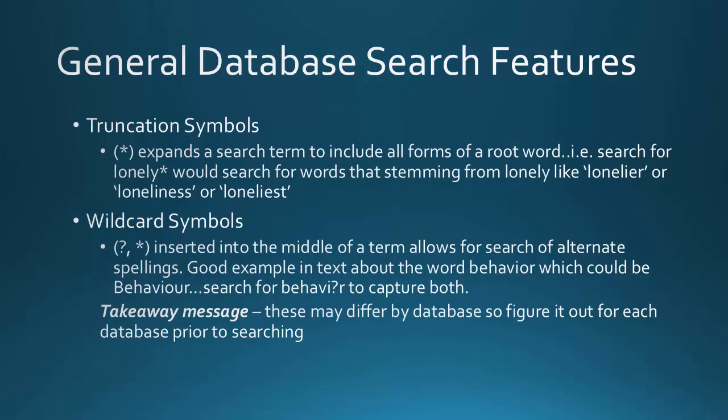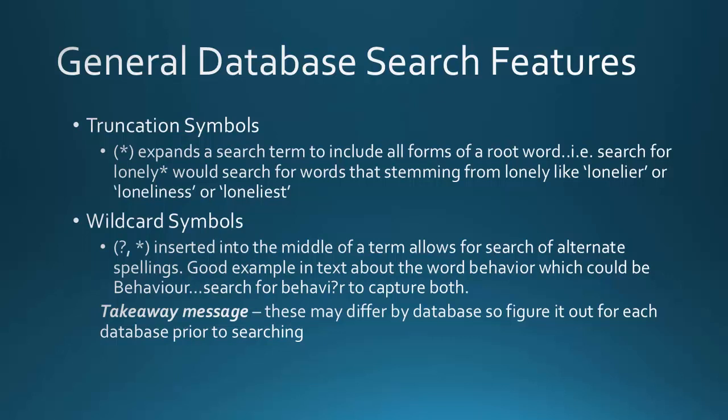Each of the databases, and this is why you definitely want to familiarize yourself with the databases, have truncation symbols, and these can be very helpful tools if you know what they are. So, for example, you can use an asterisk to expand a root word. You might put in lonely with an asterisk, and it'll find articles that have all the other words associated with loneliness, like lonelier, loneliest, things like that. So it's good to know, depending on the database you're searching, if there are truncation symbols that you can use to help you find the literature you're looking for.